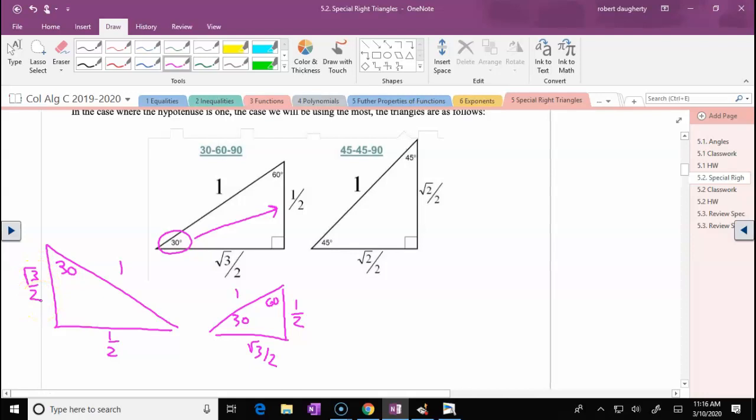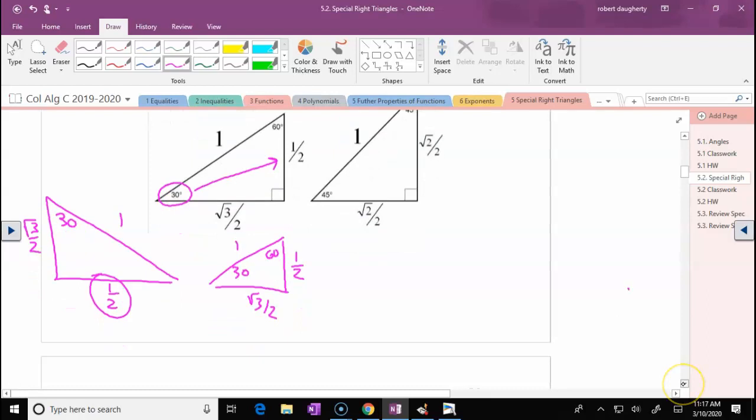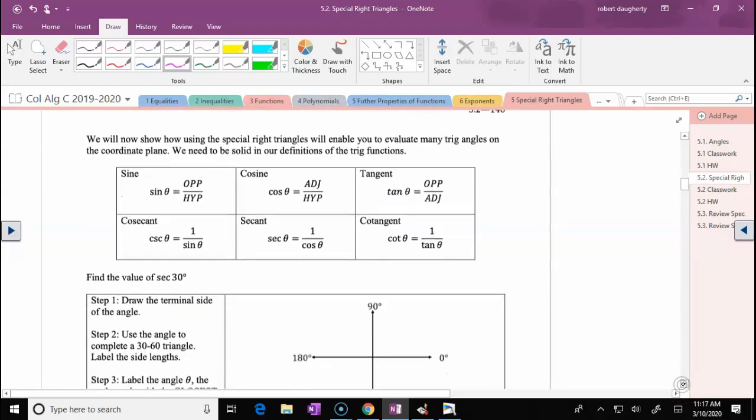And the way I remember it, the side that's opposite 30 is always 1/2 of the hypotenuse. Well, if my hypotenuse is 1, this is 1/2. The other number is the square root of 3/2. With 45, 45, and 90, it's always the two legs are equal, square root of 2/2. Okay, so we need to know these pieces of information to do everything we do in today's lesson.